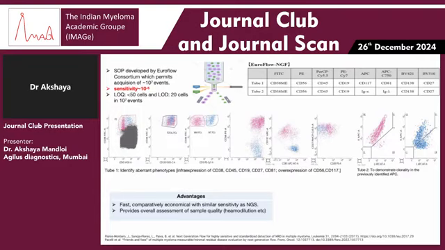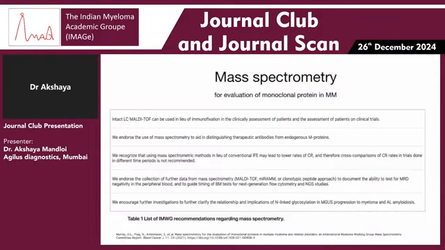The advantages of this method are that it's very fast and comparatively economical, but with the same sensitivity as that of NGS, and it provides overall assessment of sample quality. Like we can also assess if it was a hemodiluted sample based on mast cell percentage and other things. The limitation is it cannot be done on stored samples, and it has limited use in extramedullary disease and focal or patchy disease.